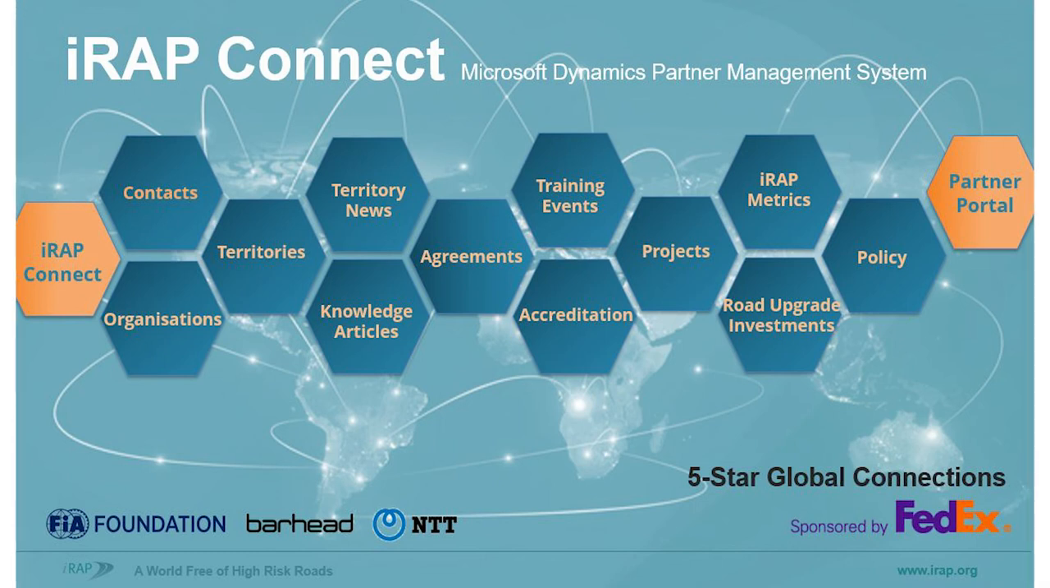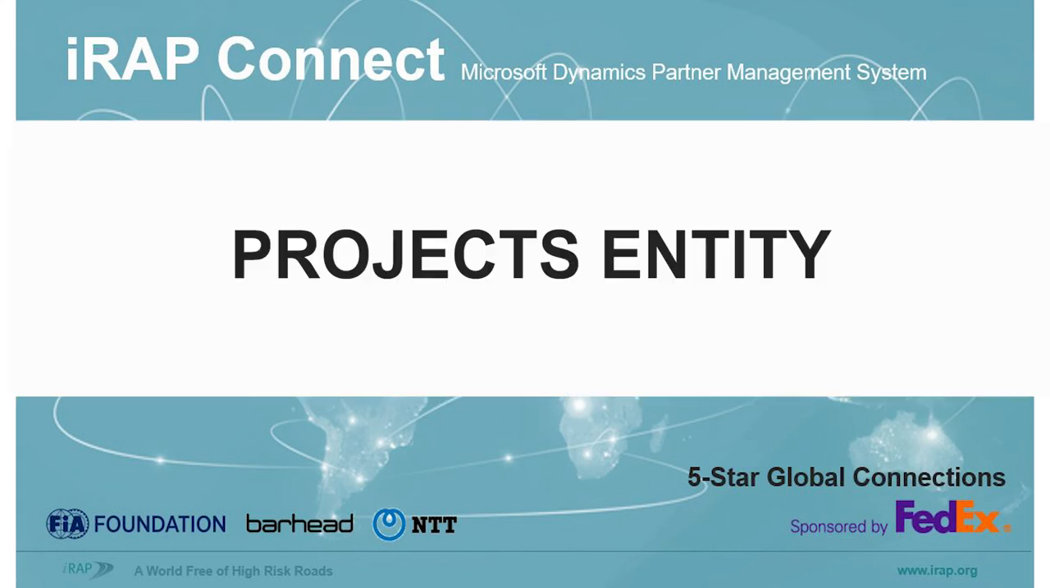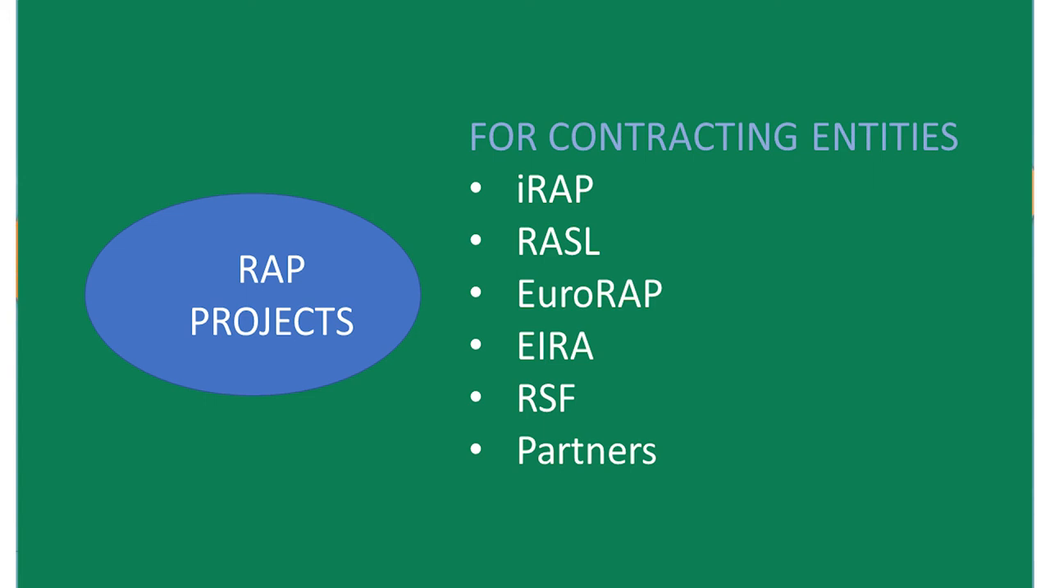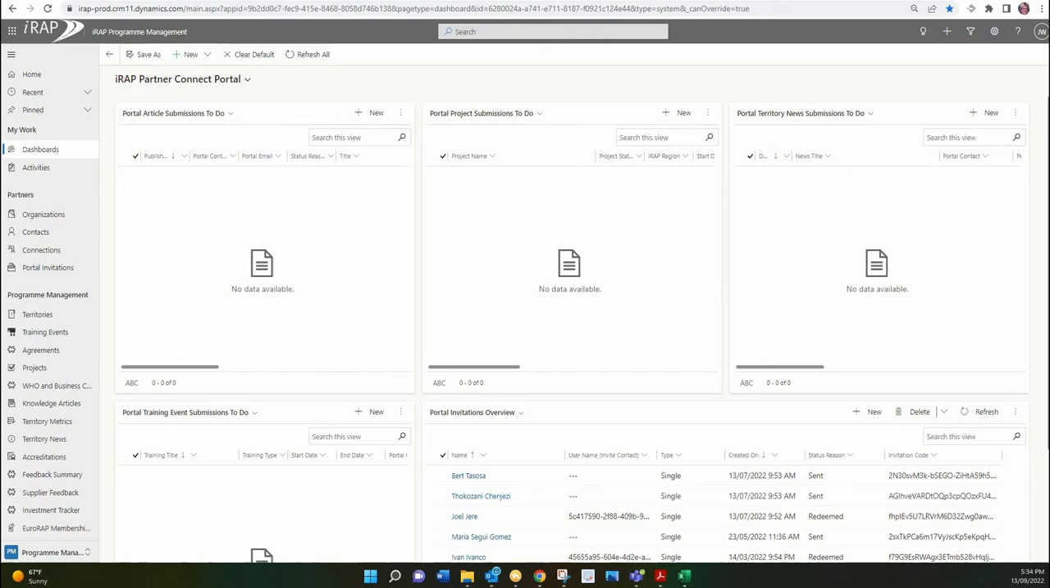In this video, I'm going to demonstrate the projects entity. This is where we store the details on our projects around the world for all our contracting entities, including iRAP, RASL, EuroRAP, ERA, and RSF, as well as partners where known. It is currently tracking projects since 2019, with more historical projects to come. So let's take a look.